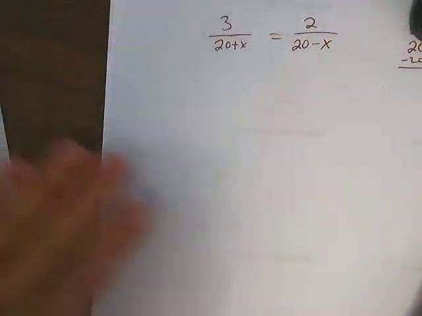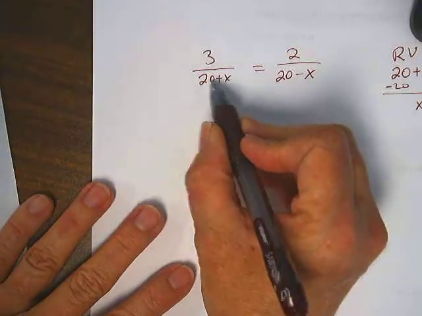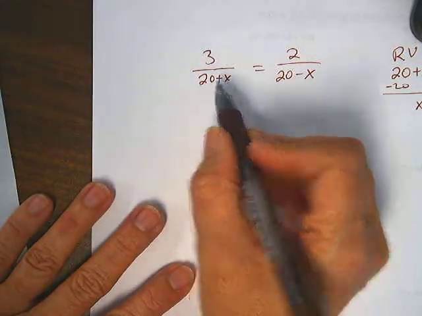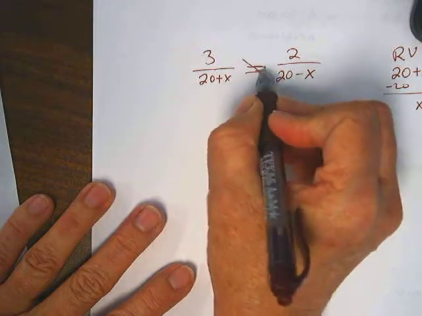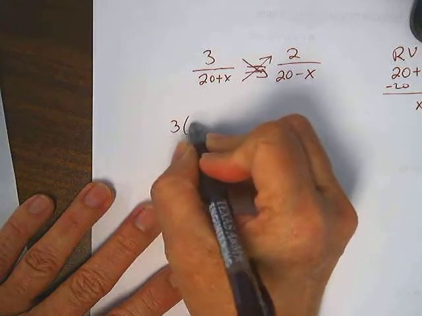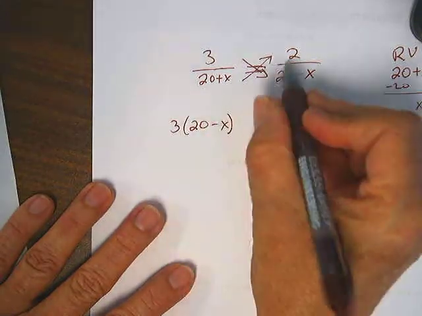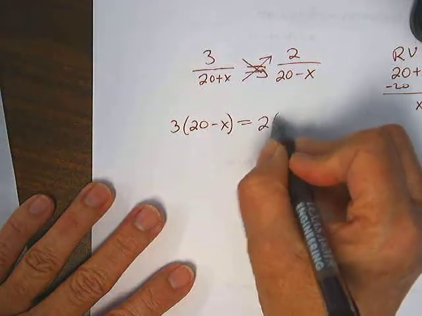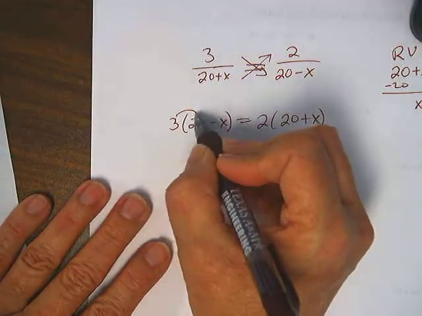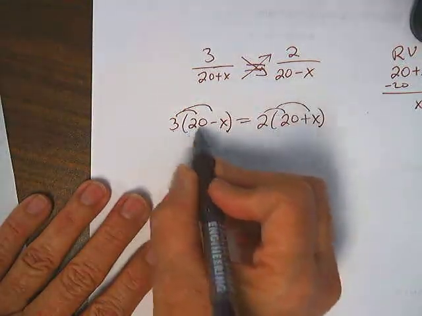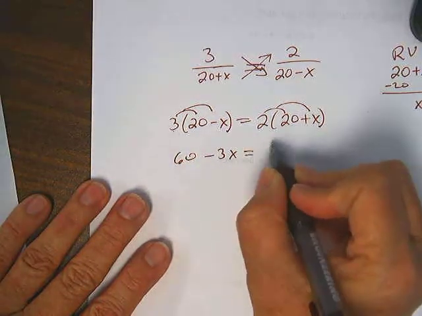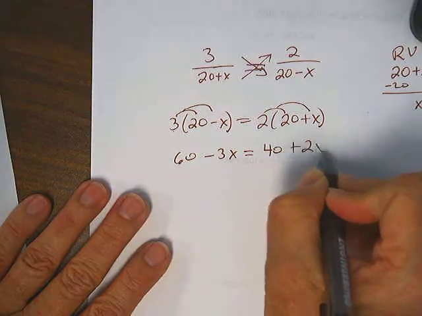So now that we've identified those, let's go ahead and solve this problem. So here we go. We've got it as simple as we can get on both sides, nothing to add or subtract, so we're going to go ahead and cross multiply. Okay, so 3 times 20 minus x is going to equal 2 times 20 plus x. And now we distribute on both sides. So 3 times 20 is 60, minus 3x is equal to 40 plus 2x.